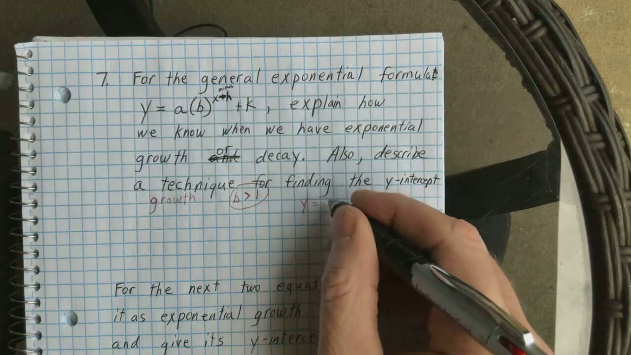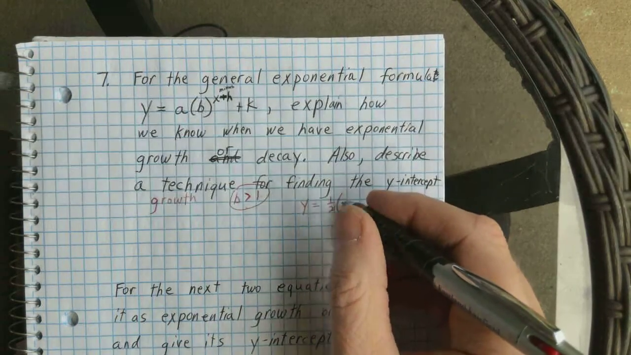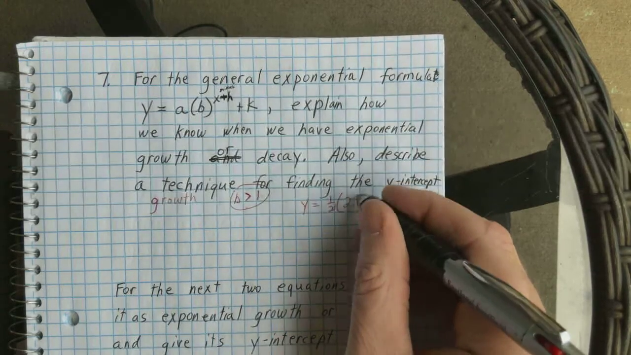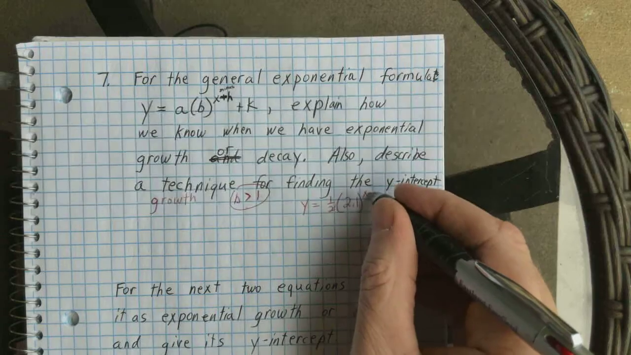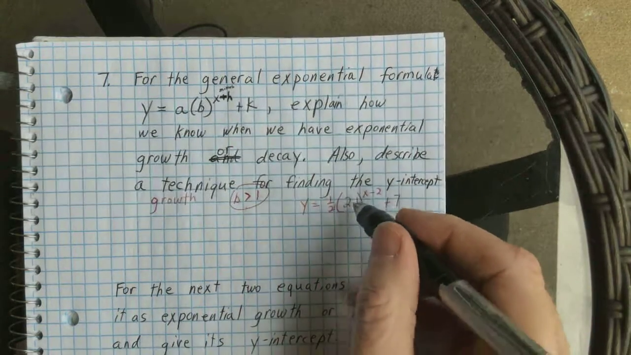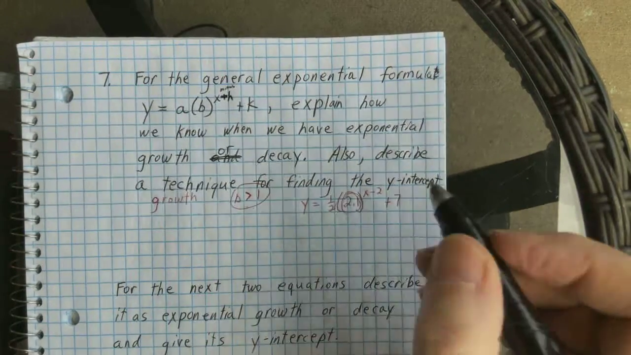So an example would be like y equals, let me put 1/2 out here. It doesn't matter what this is. I'm just going to put a 1/2 out here. Equals 2.1 to the x minus 2 plus 7, whatever. The fact that this is bigger than 1 means this is growth, exponential growth.